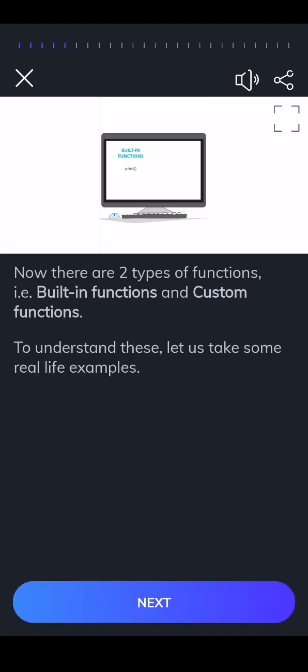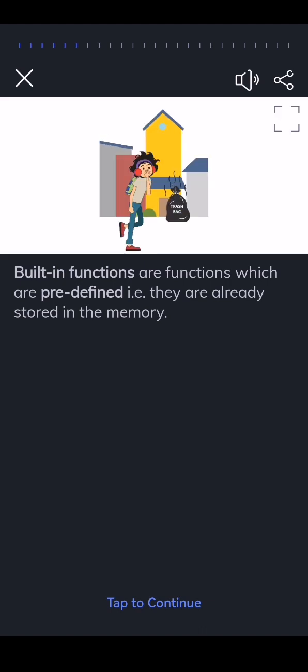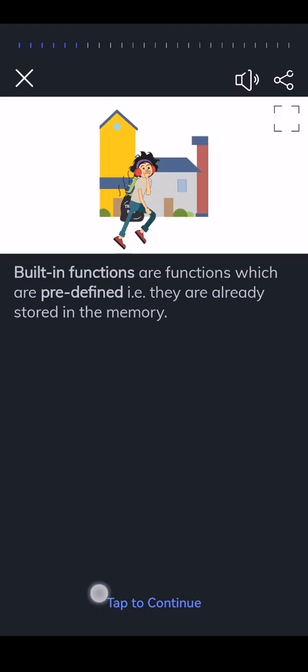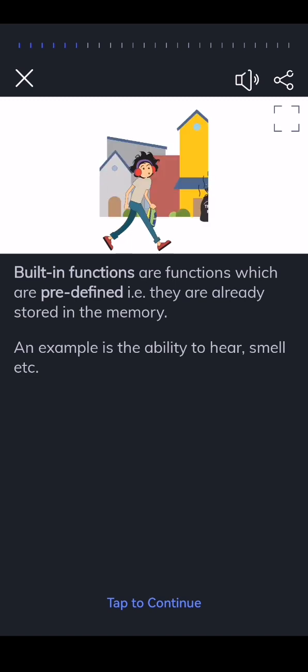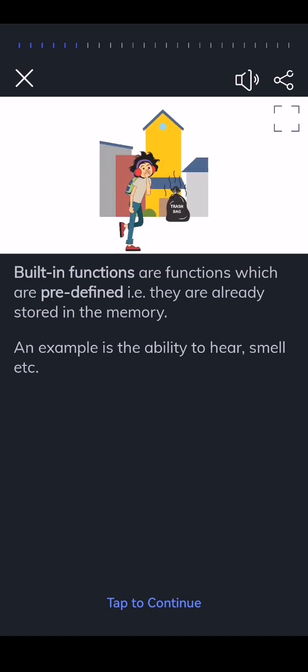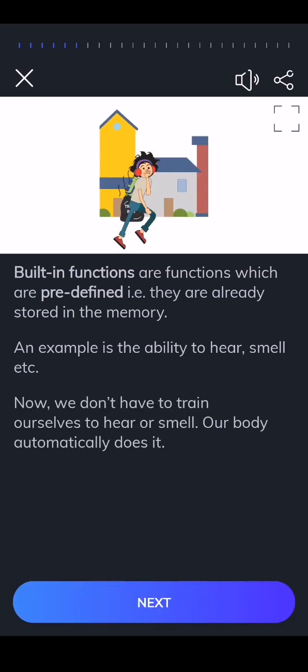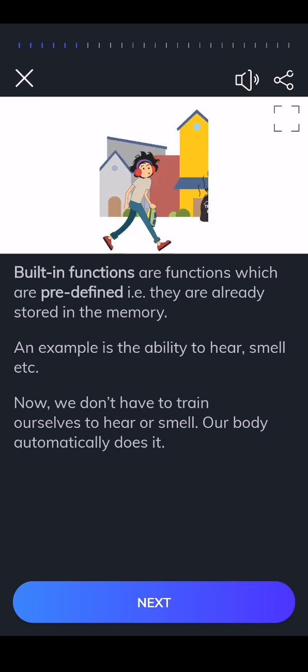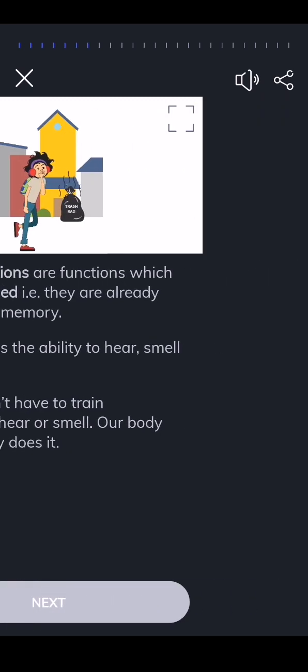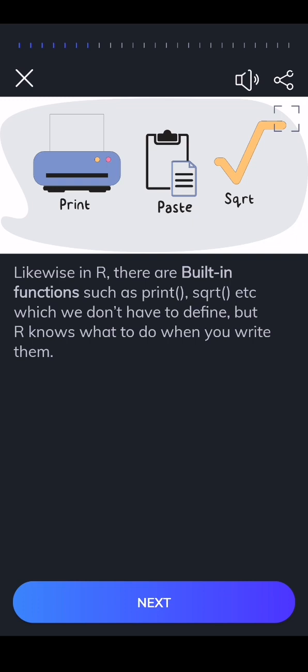To understand these, let us take some real-life examples. Built-in functions are functions which are predefined, i.e. they are already stored in the memory. An example is the ability to hear, smell, etc. Now, we don't have to train ourselves to hear or smell. Our body automatically does it. Likewise in R, there are built-in functions such as print, sqrt, etc. which we don't have to define, but R knows what to do when you write them.